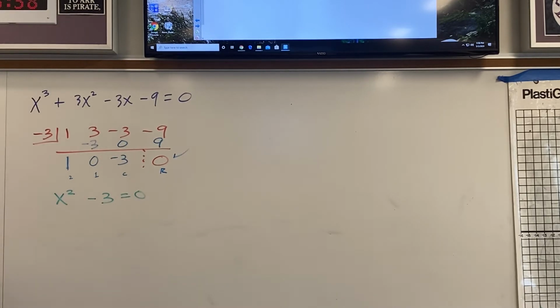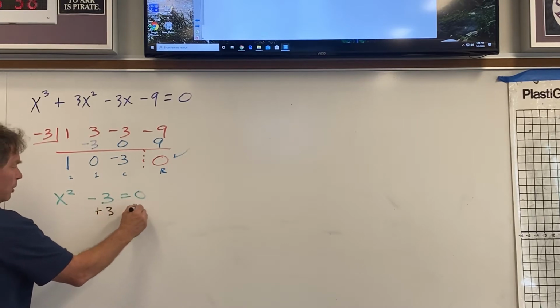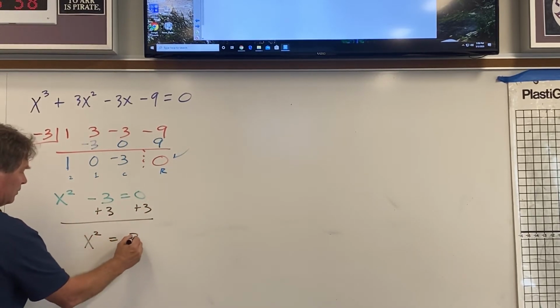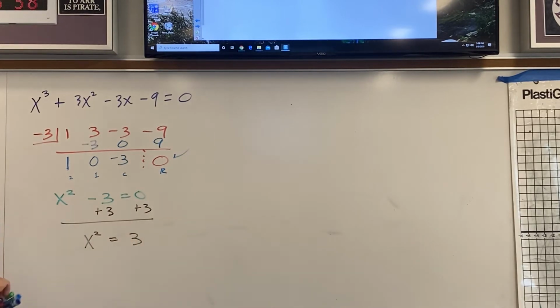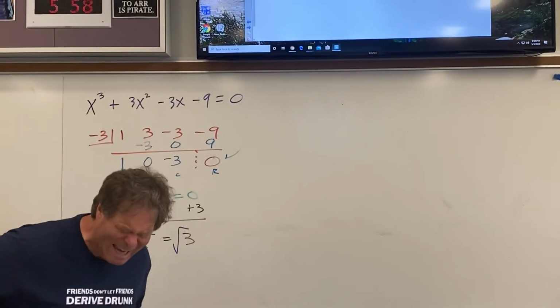You can solve any second degree equation by, at worst case scenario, quadratic formula, right? Maybe sometimes factoring. You could do completing the square. This one, I'll show you what I would do. Since x squared is by itself and there's no x term, I would add 3 to both sides, get x squared equals 3, and then square root both sides. Don't forget!